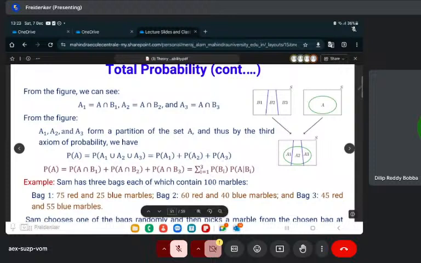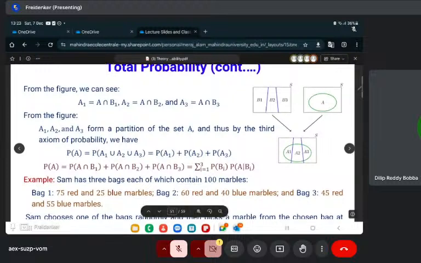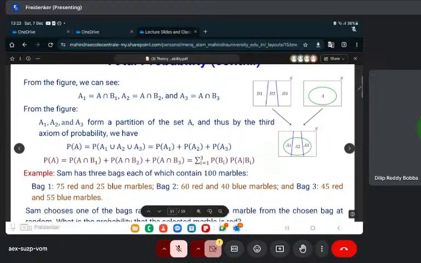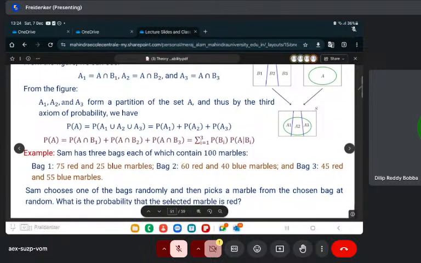This is what they wrote there. And I know A1 is nothing but A intersection B1, A2 is nothing but A intersection B2, A3 is nothing but A intersection B3. So it's the summation of all of this, and I know that by the multiplication theorem, probability of A intersection Bi is nothing but probability of Bi into probability of A given Bi. Nice. You can look at examples.